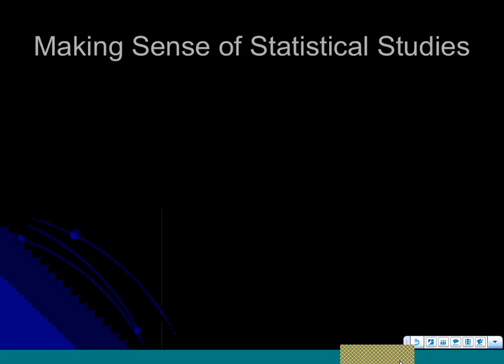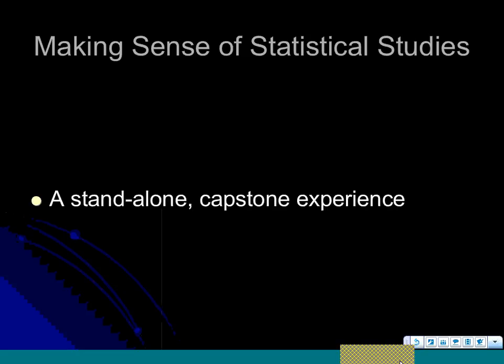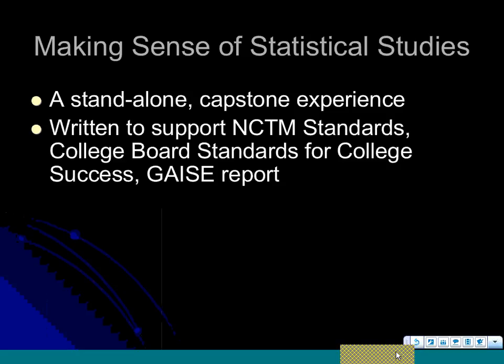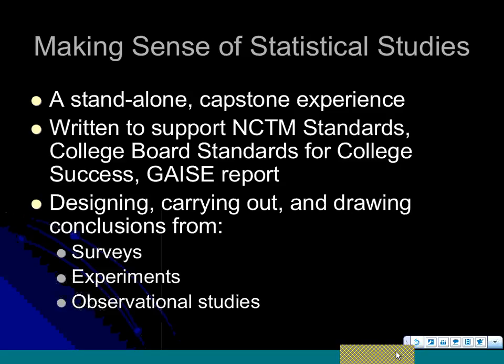We're now calling it the Making Sense of Statistical Studies project. Our goal at the end is to have a standalone capstone experience for high school students that actually could be begun as early as middle school. That experience would be supportive of NCTM standards, the GAISE report, and also the College Board standards for college success that they released within the last 2 years. It primarily would be focused on designing, carrying out, and drawing conclusions from surveys, experiments, and observational studies separately.